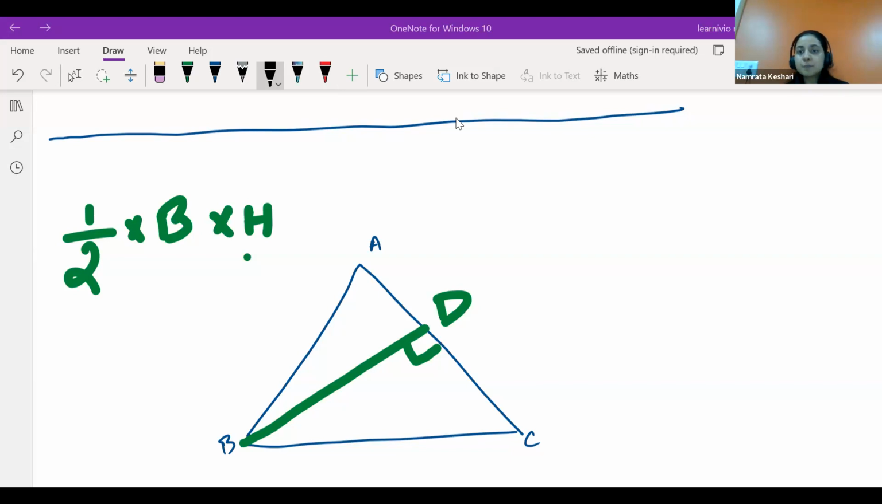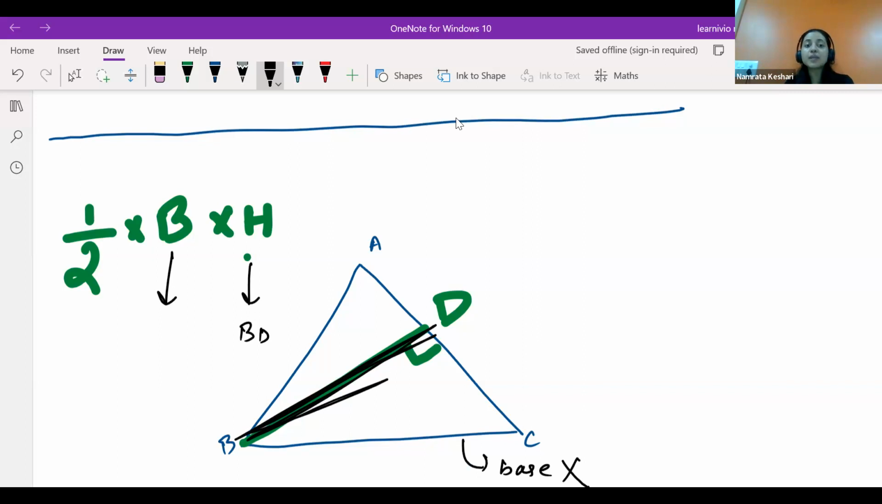What is the base over here? BD is the height. Height means the perpendicular. The length of this perpendicular is called the height. And the base is the side on which you are dropping the height. Whichever side you draw the perpendicular on, that side is the base. This BC is not the base. On BC we don't have the perpendicular. The perpendicular is on AC. So AC is the base over here.